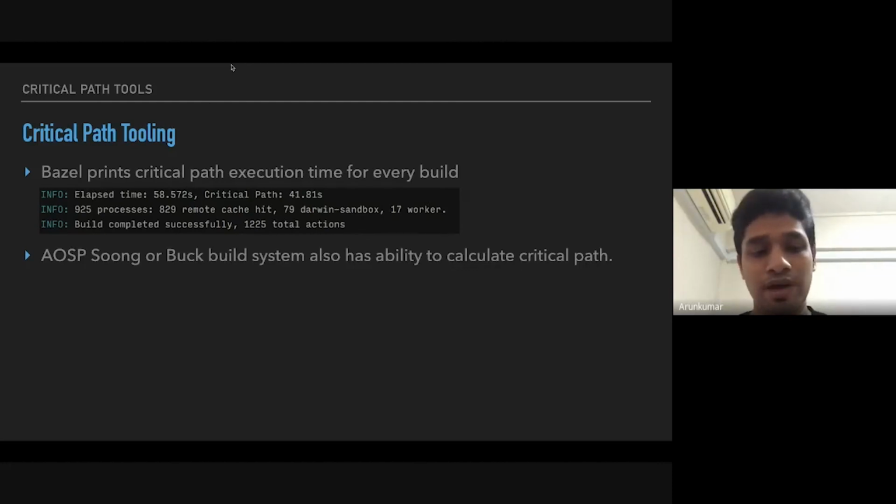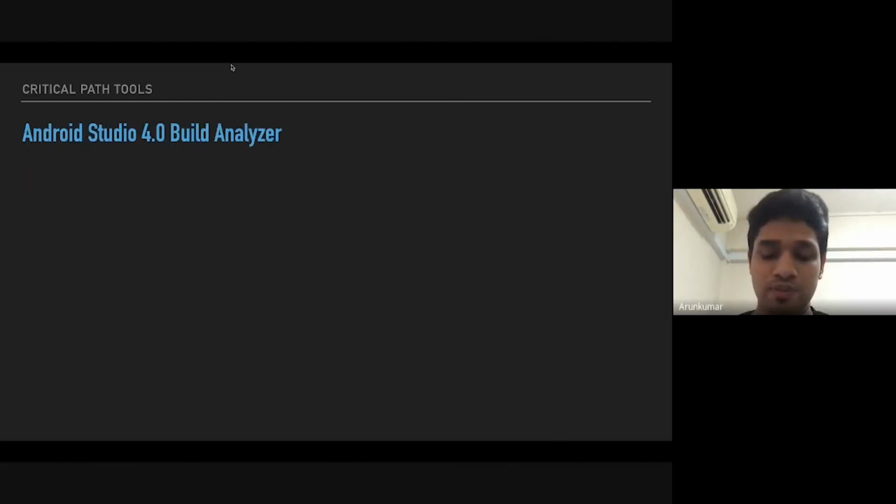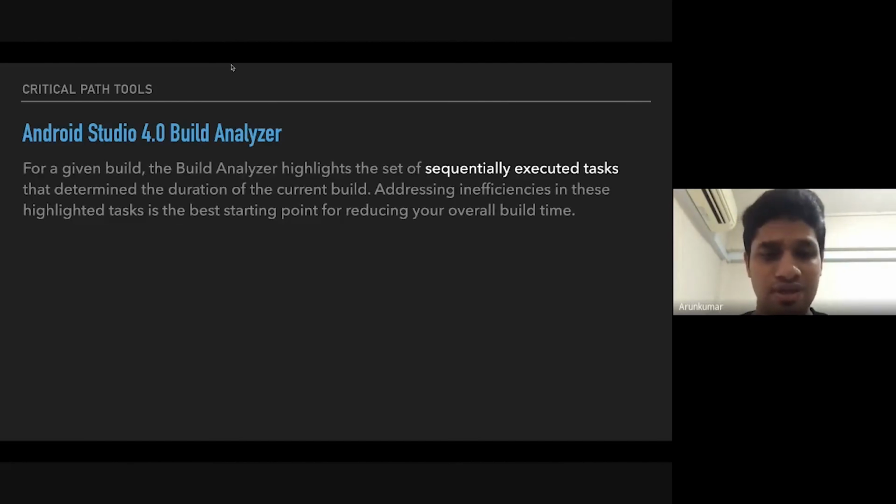So Soong or Buck build system also has the ability to calculate critical path. But what about Gradle, right? What tools do we have? We have one of these official tools that got released recently, which is called Build Analyzer. Let's see the definition of Build Analyzer.